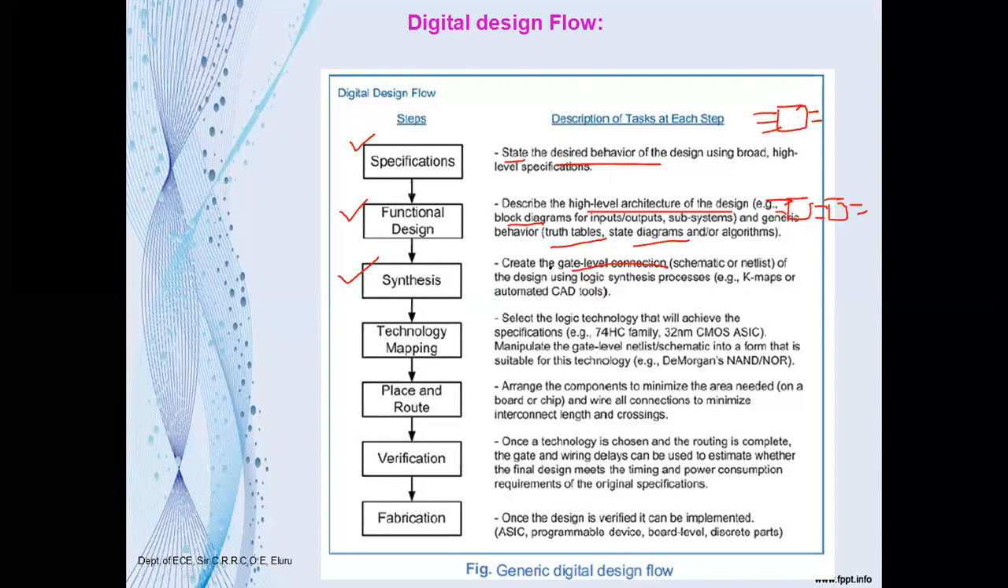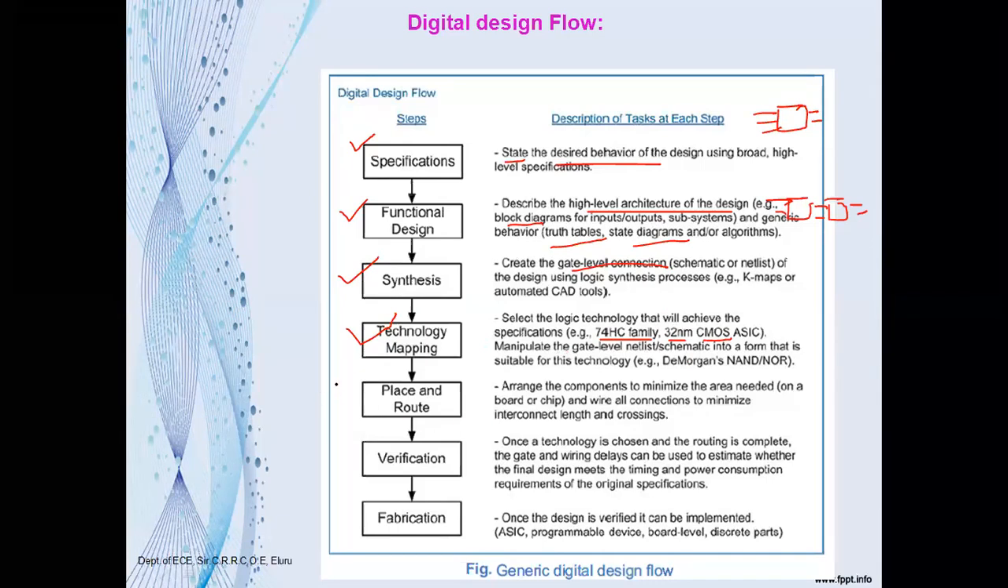After the synthesis, then the technology mapping. Technology mapping means what type of logic family we can use to build the digital system. So in this example, say a 74HC family with the 32 nanometer technology of CMOS. These are the technologies here. We have bipolar technology, CMOS technology, BiCMOS technology. We have different channel lengths, 32, 90, 60, 7, 14 nanometers of technology. So here we use the technology mapping, using which technology we want to build our circuit.